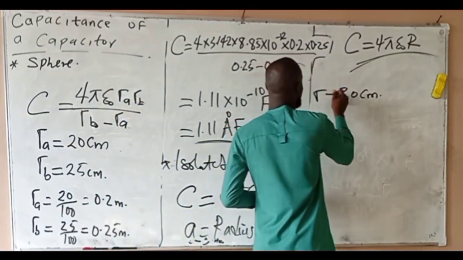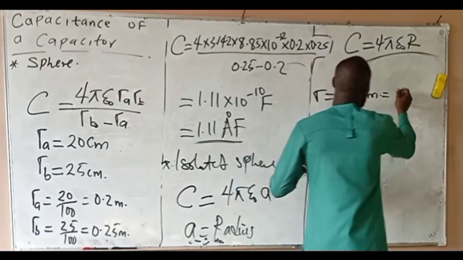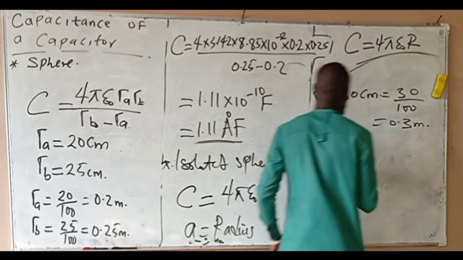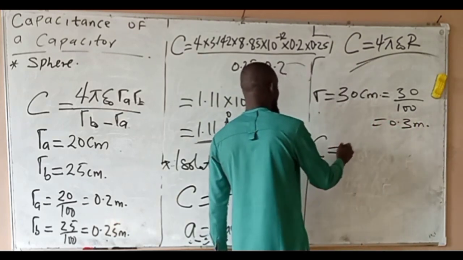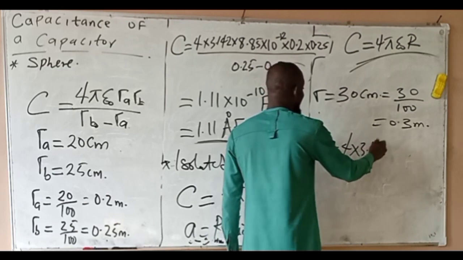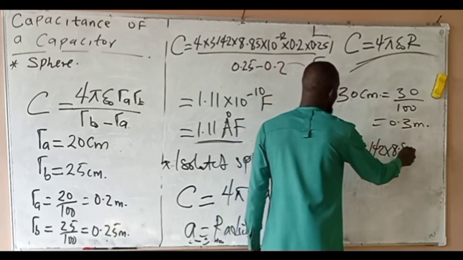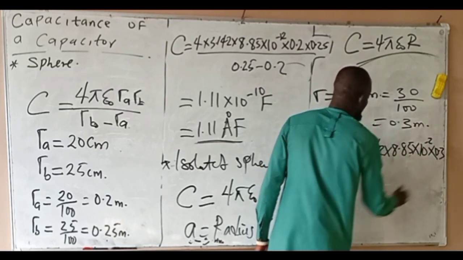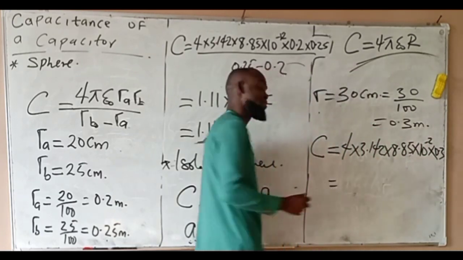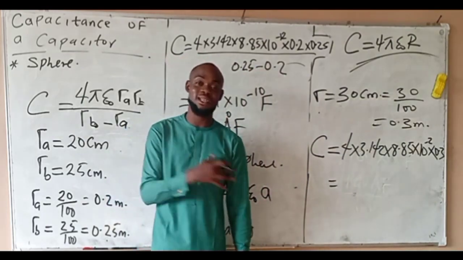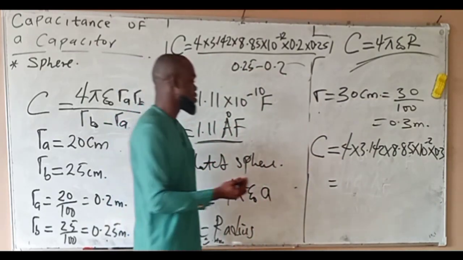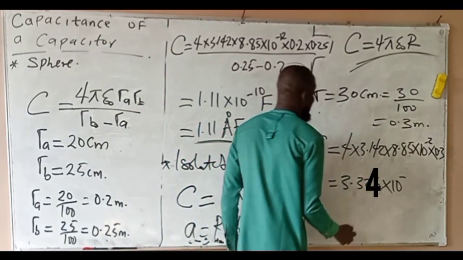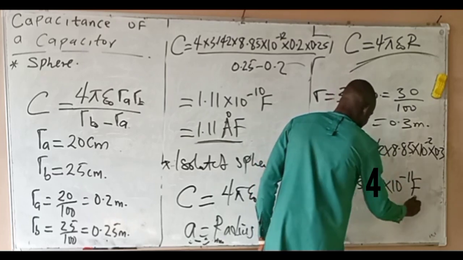Very simple. Radius is 30 over 100, that is 0.3 meters. This is going to give us capacitance equal to 4 pi epsilon naught times 0.3. It is a very simple formula to use. If you solve that very well, this one is going to be 3.35 times 10 to the power minus 11 farad.